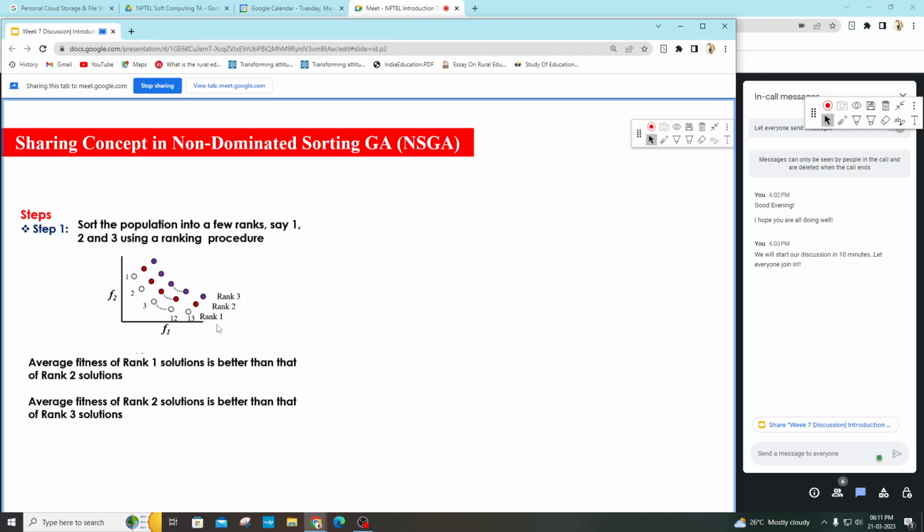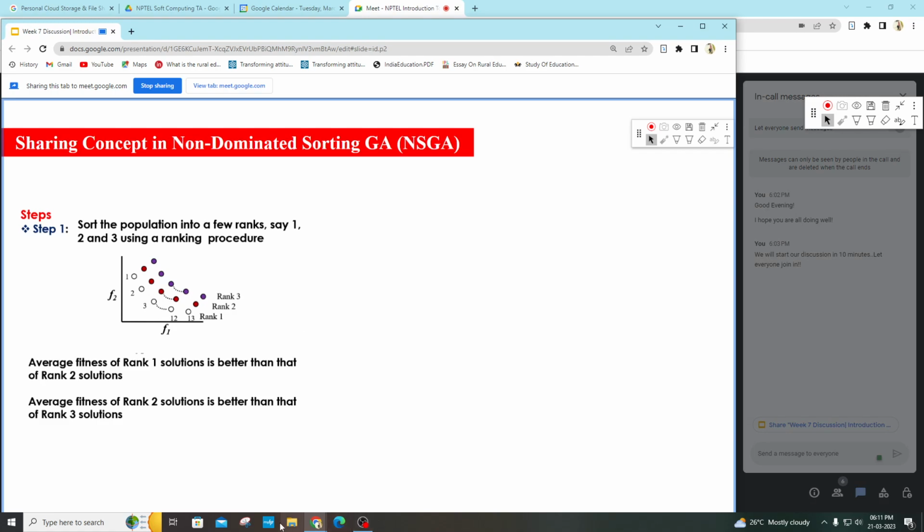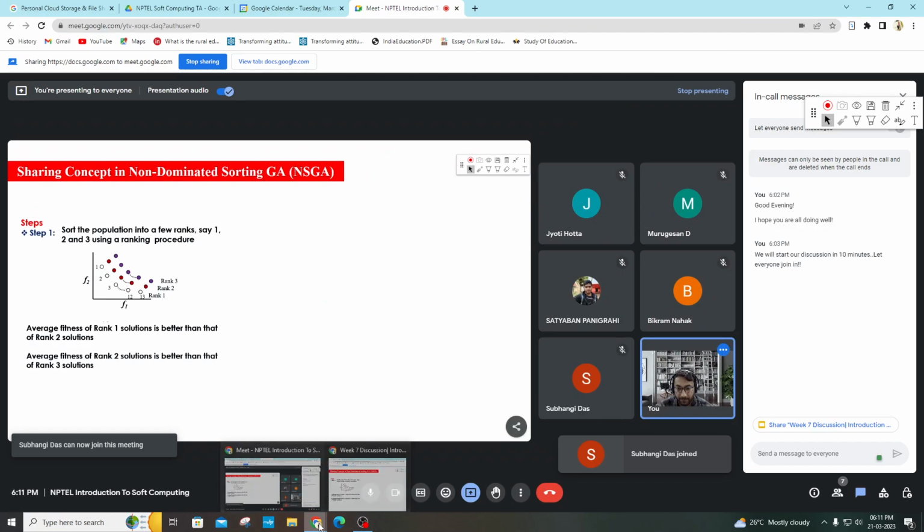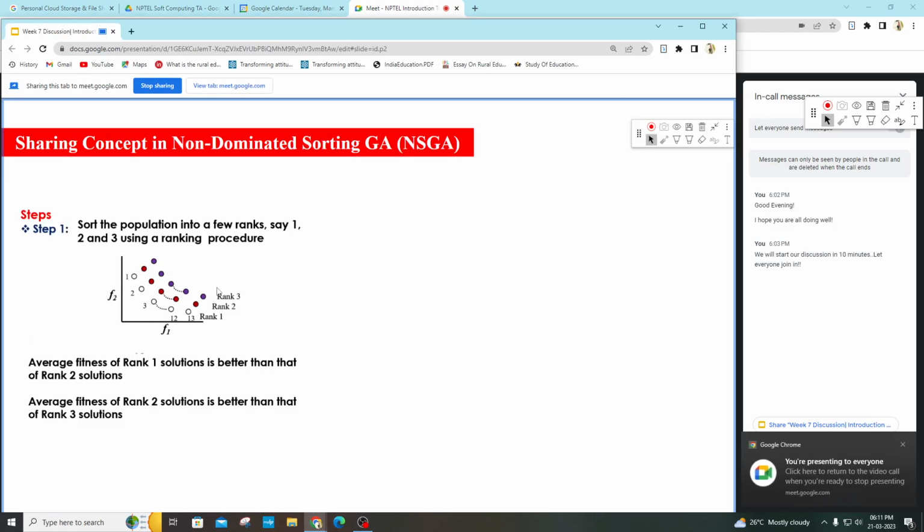In the non-dominated sorting genetic algorithm, what we do is we sort all the solutions, the population, into different fronts. What is a front?